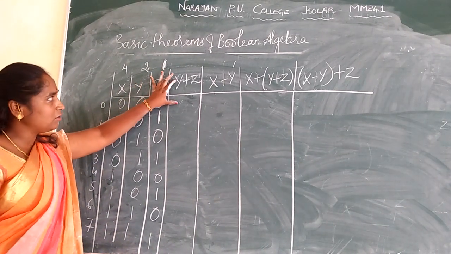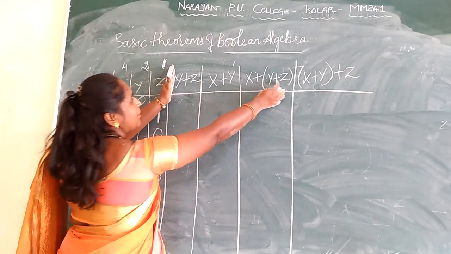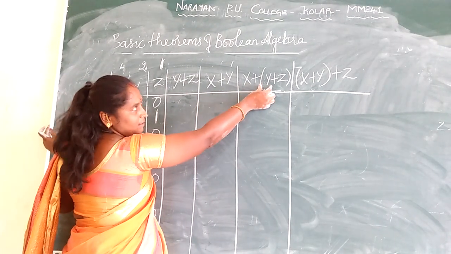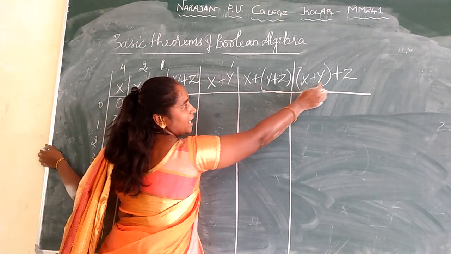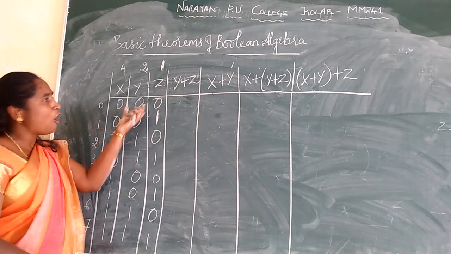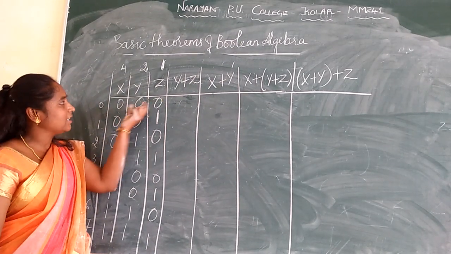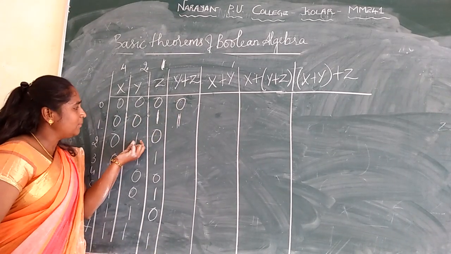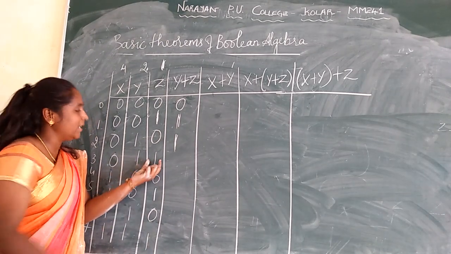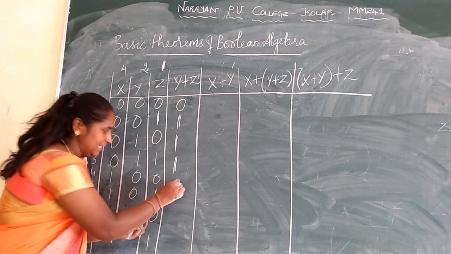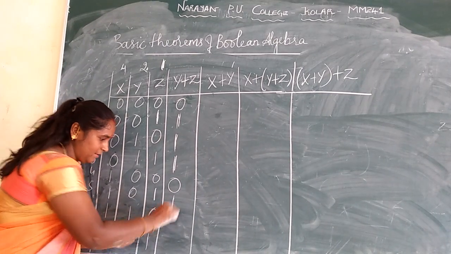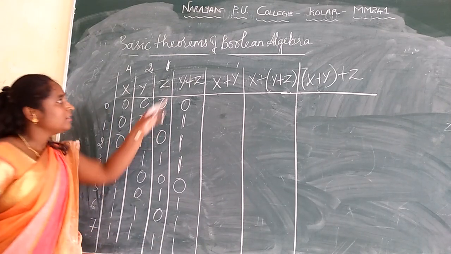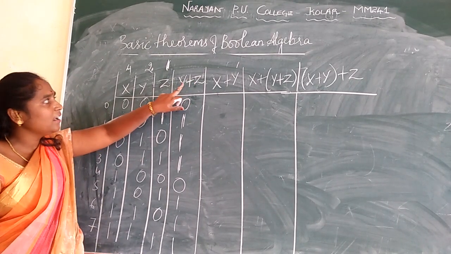Next, in the associative law, first the innermost, that is y plus z. Then we are going to show x plus (y plus z) equals (x plus y) plus z. So do an OR addition of y plus z. 0 plus 0 is 0, 0 plus 1 is 1, 1 plus 0 is 1, 1 plus 1 is 1. Again, 0 plus 0 is 0, 0 plus 1 is 1, 1 plus 0 is 1, 1 plus 1 is 1. We have done the OR addition y plus z.